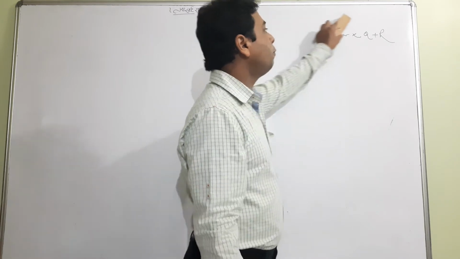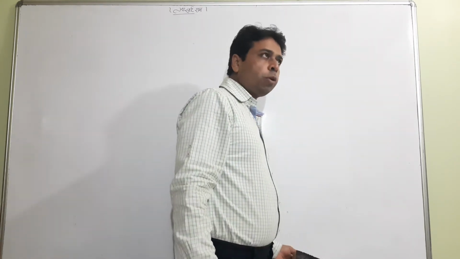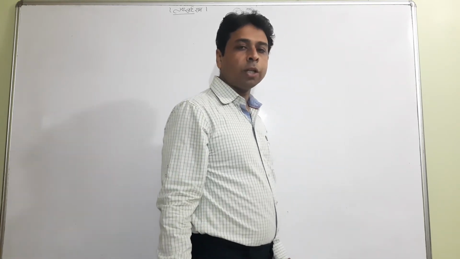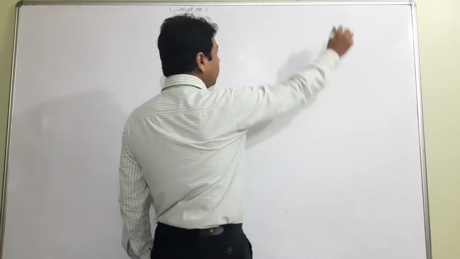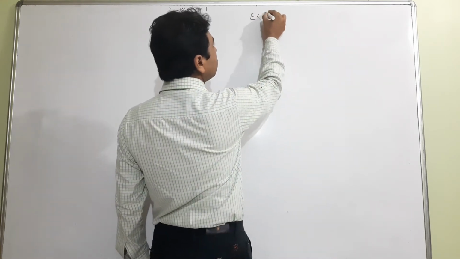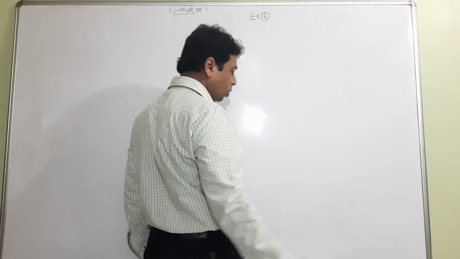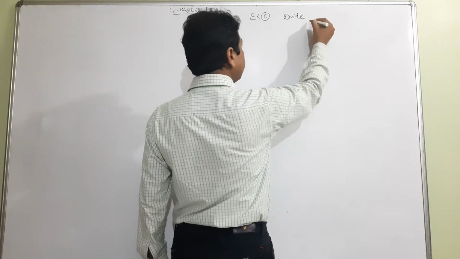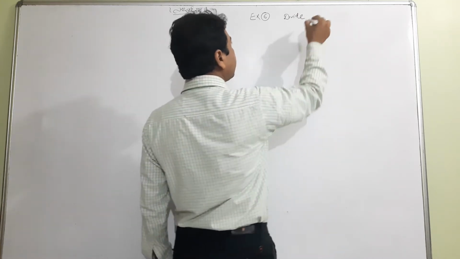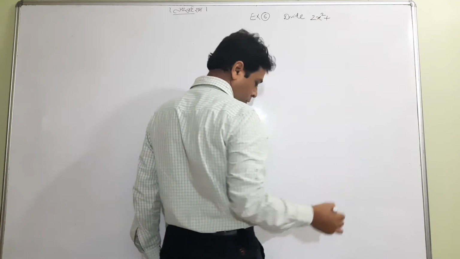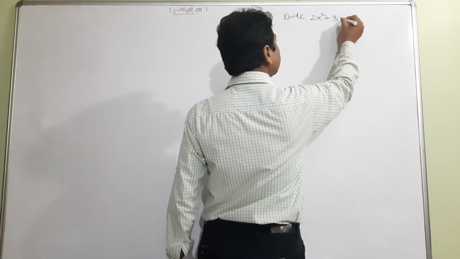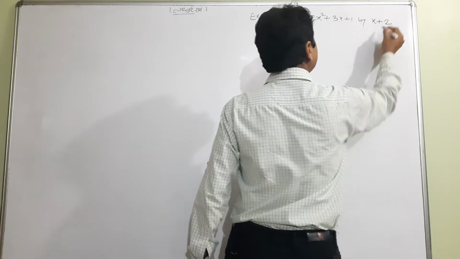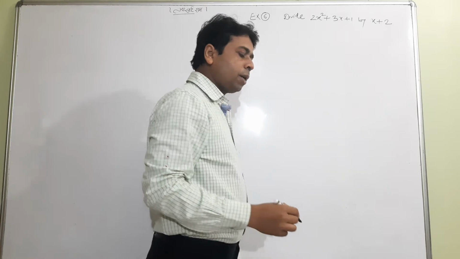First, we will learn how to divide a polynomial by another polynomial, and then we'll learn how to verify the division algorithm. First of all, I want to take one example for you, example number 6, and by example number 6 I would teach you how to divide. The question is very simple: divide 2x square plus 3x plus 1 by x plus 2. I have already taught this concept in class 9.